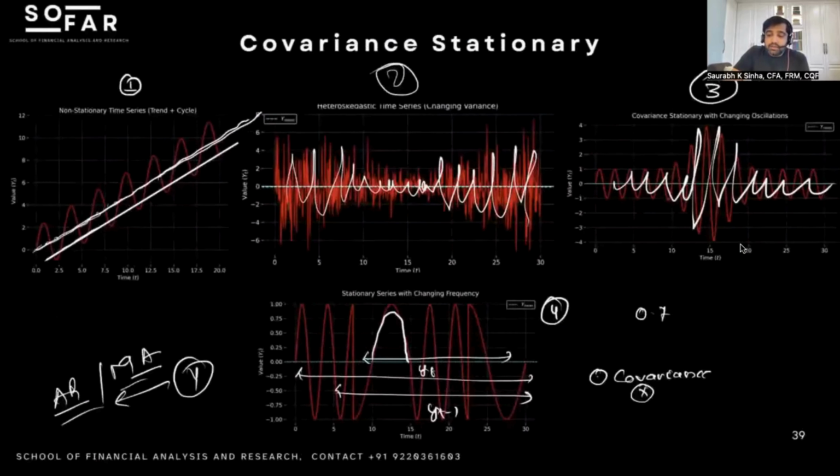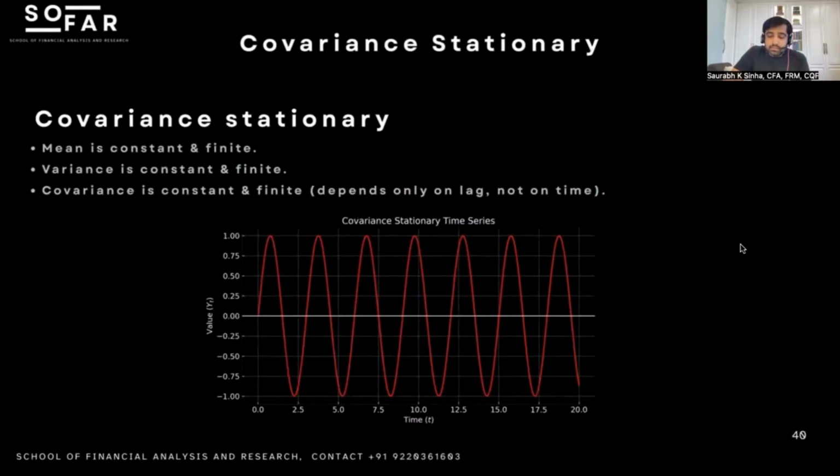Okay, so coming back to what is covariance stationarity? The mean has to be constant and finite or stable. The variance has to be constant and finite, and the covariance has to be constant and finite. It means that it only depends on lag, not on the time.